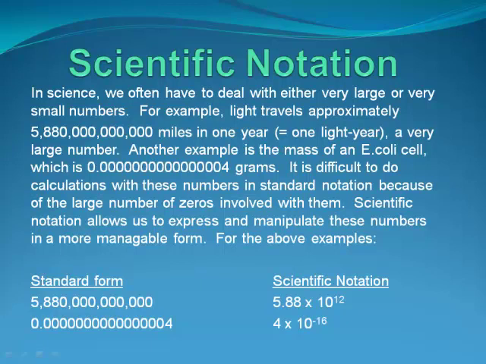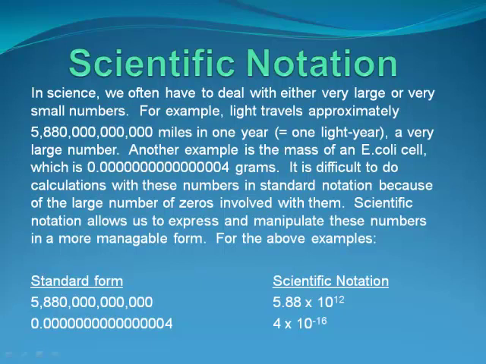Another example is the mass of an E. coli cell, which is 0.000000000000000004 grams. It is difficult to do calculations with these numbers in standard notation because of the large number of zeros involved with them. Scientific notation allows us to express and manipulate these numbers in a more manageable form.